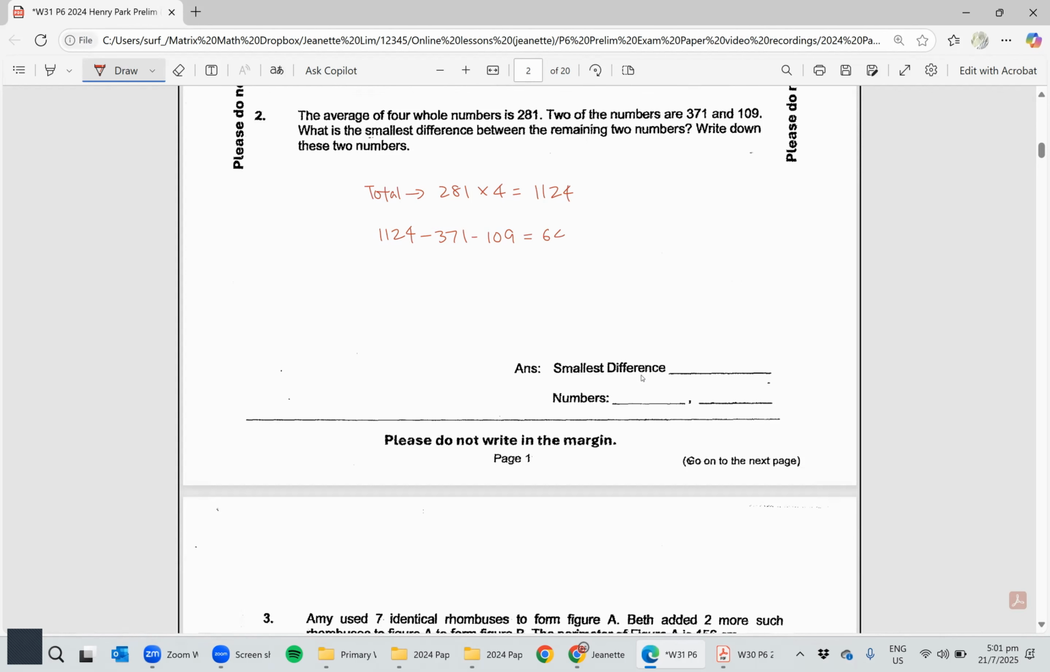This will give us 644. Now from here, because you want the smallest possible difference between the remaining two numbers, it will be 0. Okay, which means that the two numbers will be equal. Since it's even, you can divide by 2 equally. The smallest difference is 0. The two numbers would be 322 and 322. Take note, the question didn't say different numbers. So it can be repeated. It can be the same number for the last two numbers.